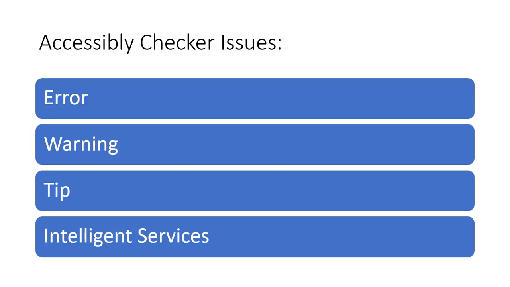Lastly, an intelligent services issue is content that is automatically made accessible by AI and that you should check for accuracy and context. I will demonstrate how to use the accessibility checker with a lesson plan created as a Word document.